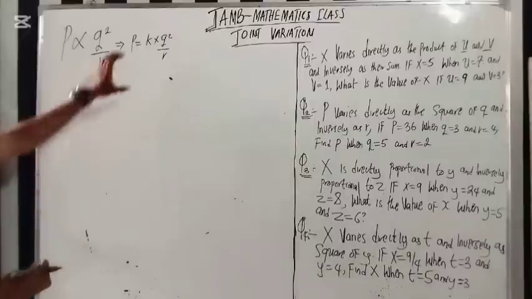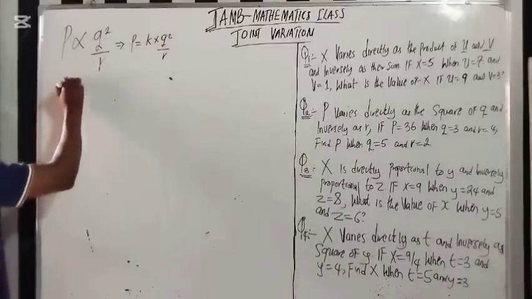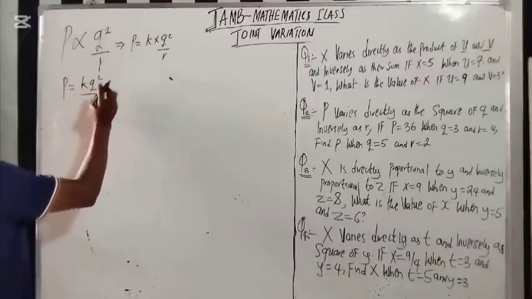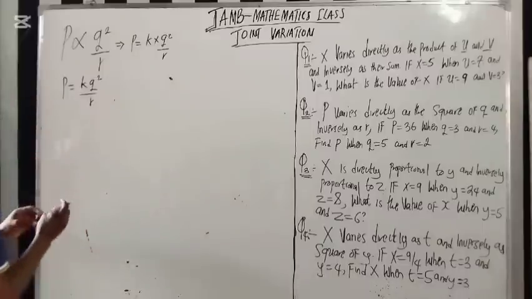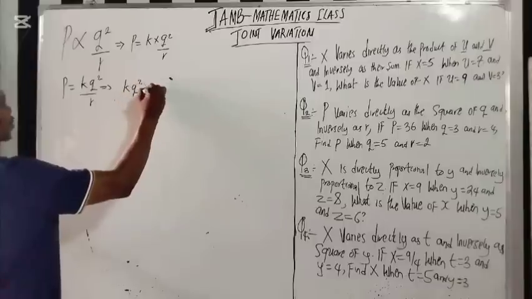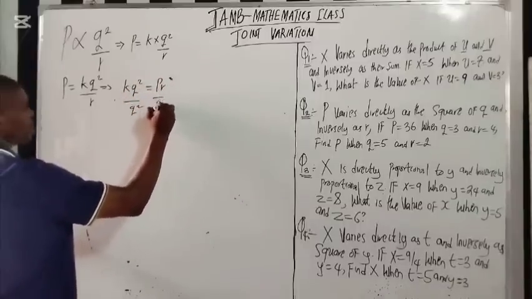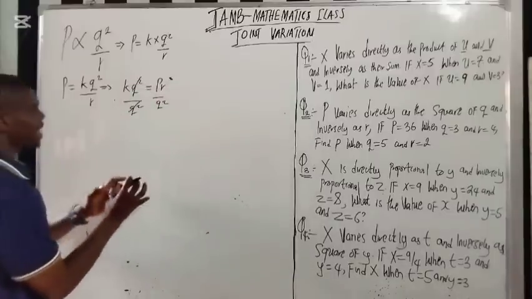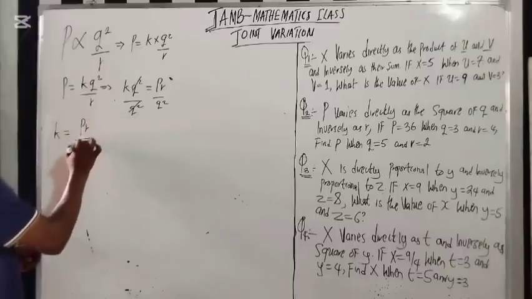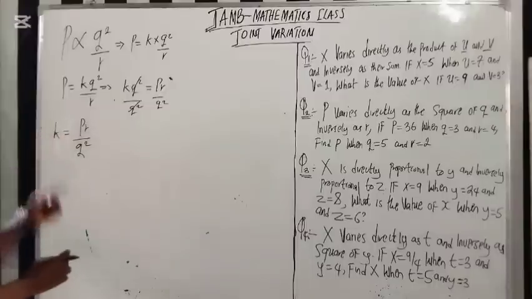Now let's make K the subject of the formula here. So we can say P equals KQ squared over R. When we cross multiply here, we have KQ squared equals PR. Divide both sides by Q squared. So that is my K. My K now is equal to PR over Q squared. That is it.